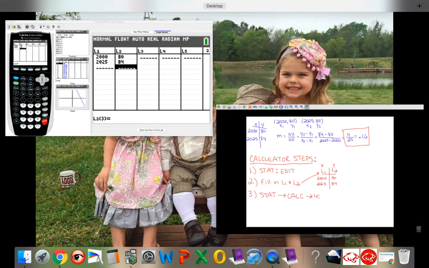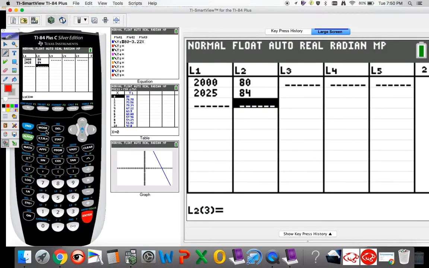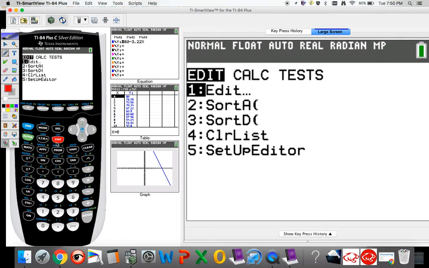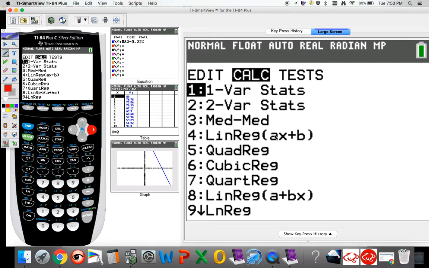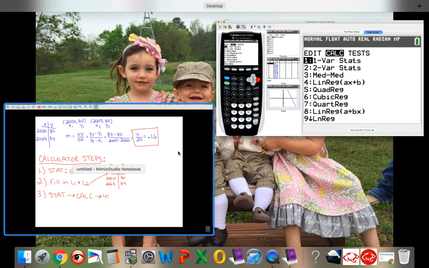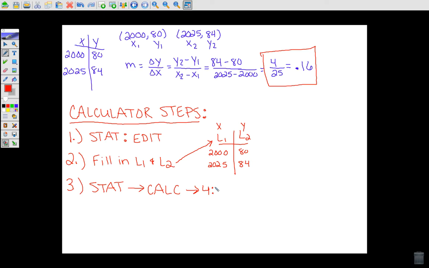So we're going to go to stat right here. You're going to hit your arrow over to go to calc. And we're going to hit number 4. So here's number 4. It says LINREG AX plus B in parentheses. So we're going to write that down if I can remember. All right, LINREG in parentheses AX plus B.